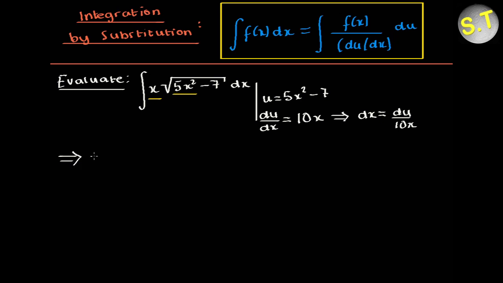So we have now the integral of x multiplied by the square root of u, which is the same thing as u to the 1/2 power. And our dx can be replaced again by du divided by 10x. And as in the previous example, we can see that the x will cancel with the first x here. And since 1/10 is a constant, we know we can pull it outside the front of the integral, like we saw in the previous video.